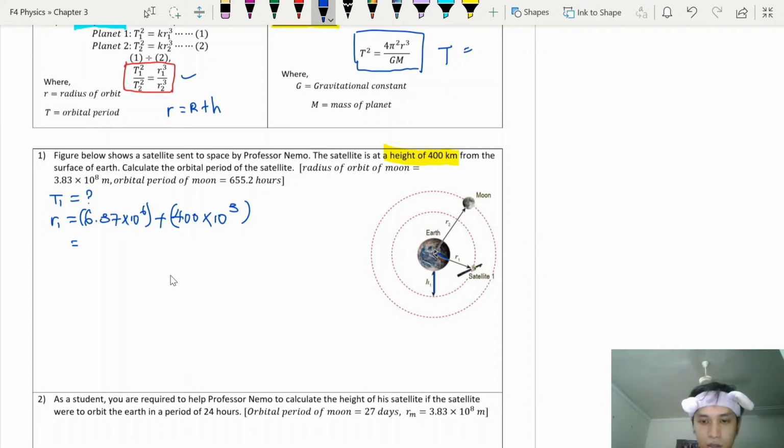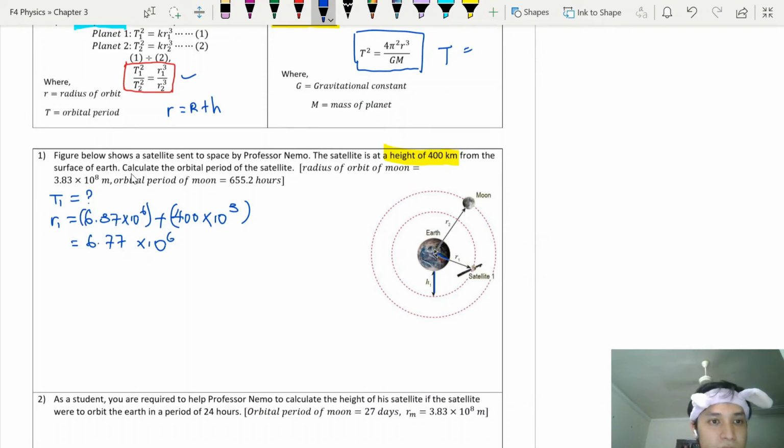6 plus 400. So this one will be 6.77 times 10 to the power of 6. So this one is the first part, the radius.